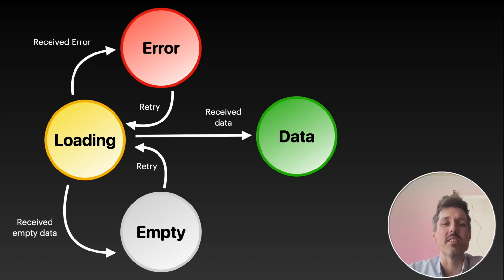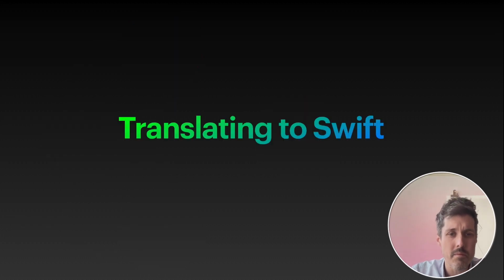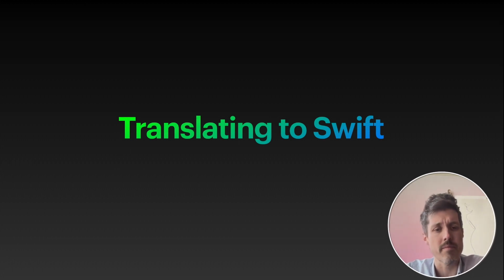I think many of us have coded this in one way or another in our apps. And often there's not much thought put to it. But this is the perfect example of an implicit state machine. Now, how do we take a state machine like this and translate it into Swift?